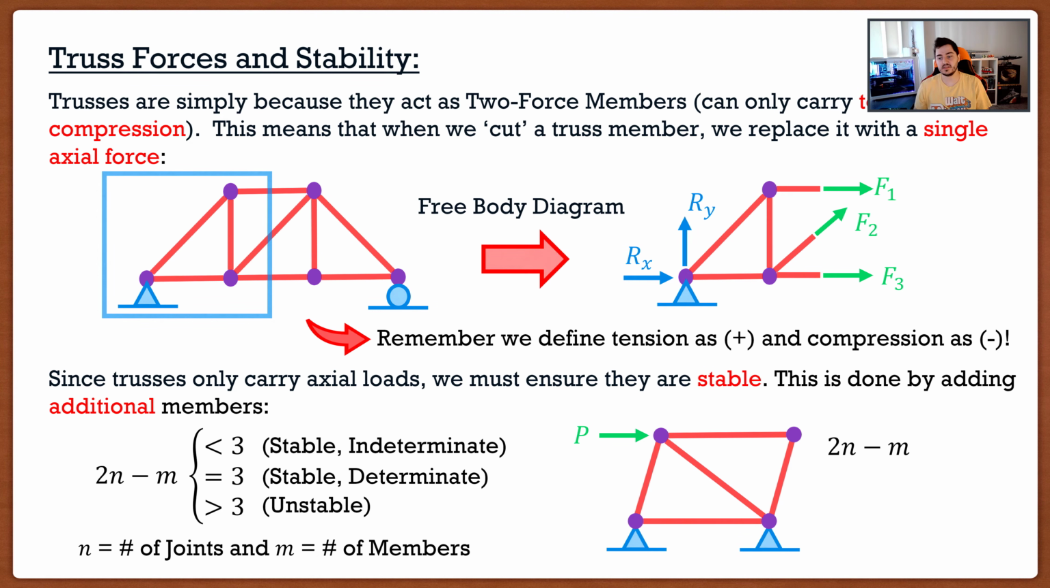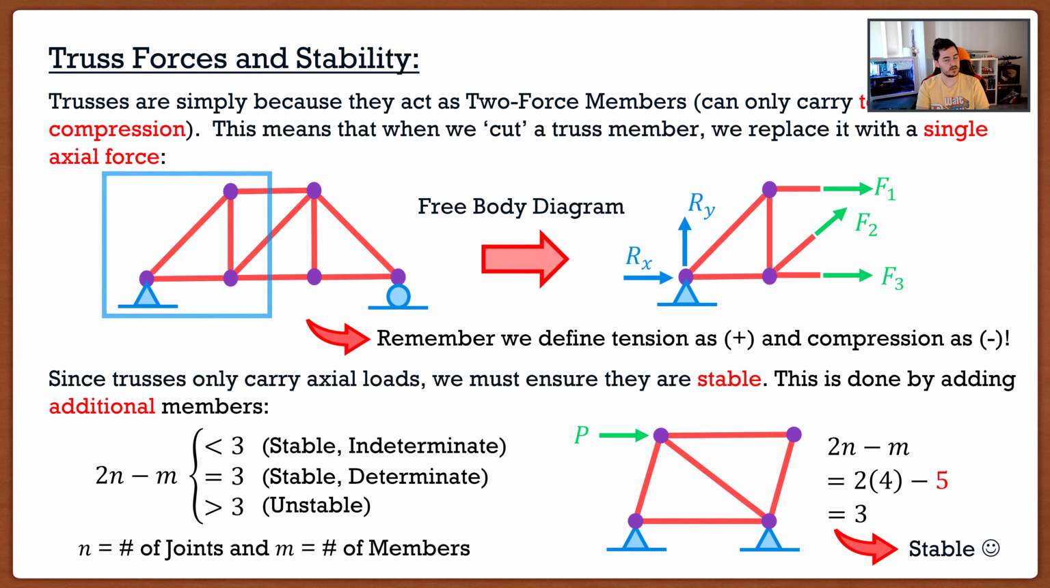Well, does the math tell us that? Yes. If we look at 2n minus m, in this case, m went from 4 to 5 because we added an additional member. From here, we get 3, which means that our truss is stable. And it is also determinate, meaning if I wanted to, I can solve this truss and all the forces using equilibrium.